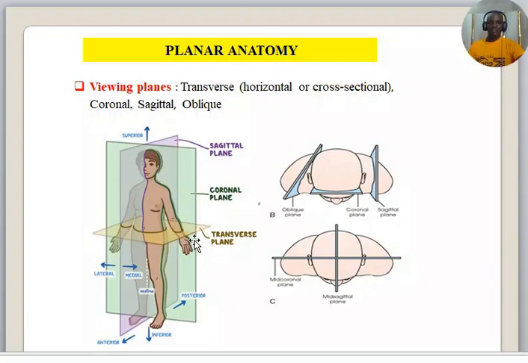Then we have the coronal plane. The coronal plane divides the body into anterior and posterior parts. I know that most of these terms you may not be conversant with, but in a medical setup, you have to be conversant with some of the medical terms, which you may not find in the outside world. Then we have the oblique, which is a plane that divides the body at an angle, an oblique angle. You can see the two.